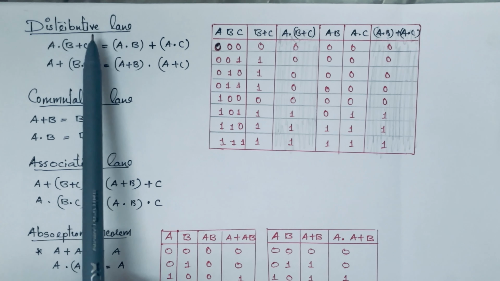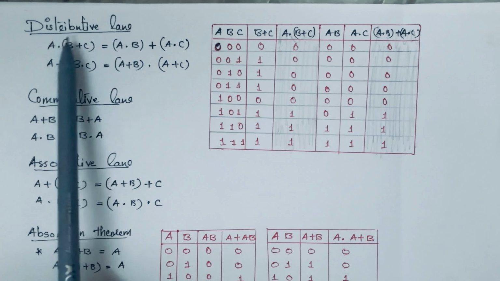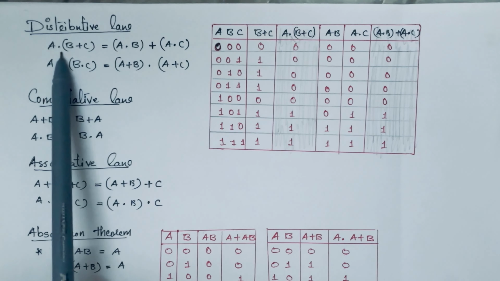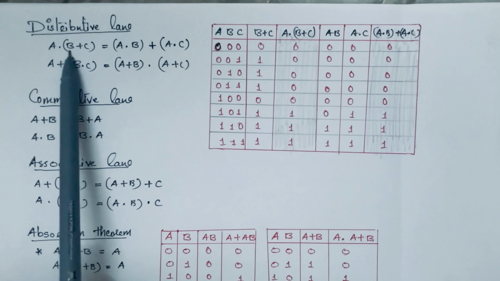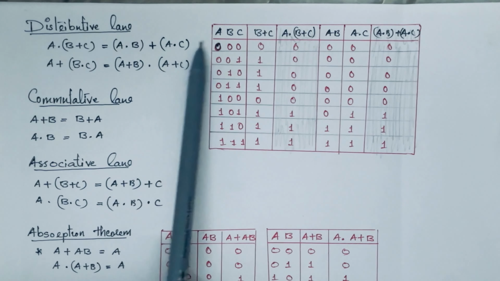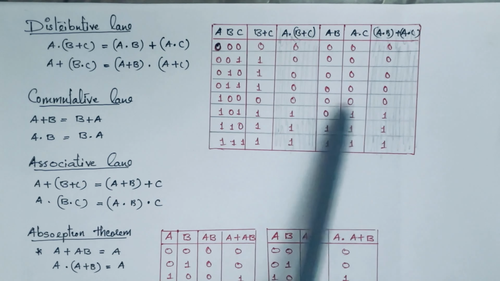Now we have the next theorem, distributive law. So the distributive law of Boolean algebra is A dot (B plus C) is equal to A dot B plus A dot C. How can we prove this? With the help of a truth table, we can prove that. In the LHS, we have what? A dot (B plus C). And how many variables are there? A, B, C. 3 variables are there.